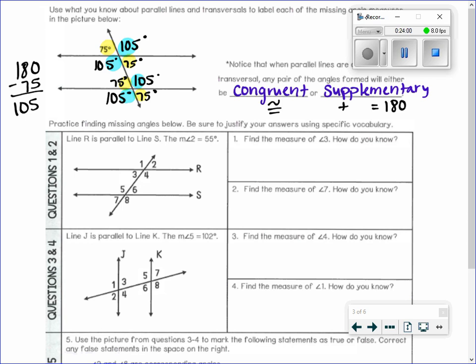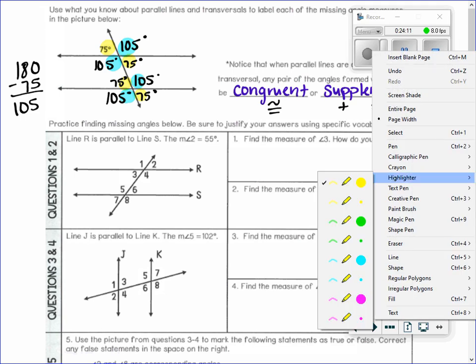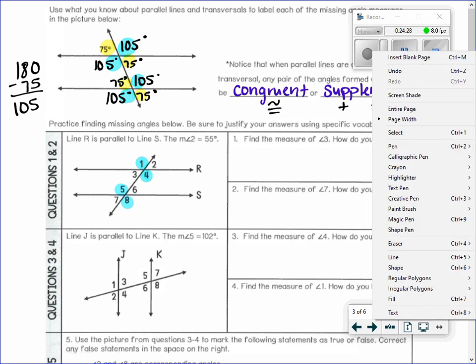All right, questions 1 and 2. Same thing. Get out your highlighters before we answer any of the questions. Highlight those questions. I'm going to just stick with my obtuse being blue, since that's what I've been doing. 1 is blue. What else is going to be blue? 4. What else? 5 and 8. And all the others are going to be yellow.